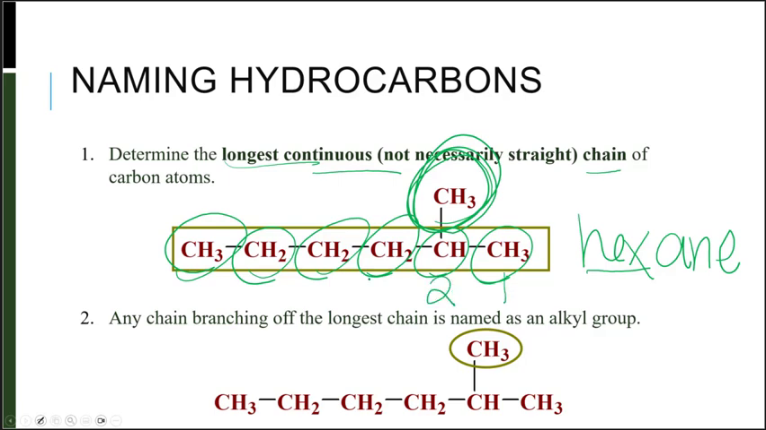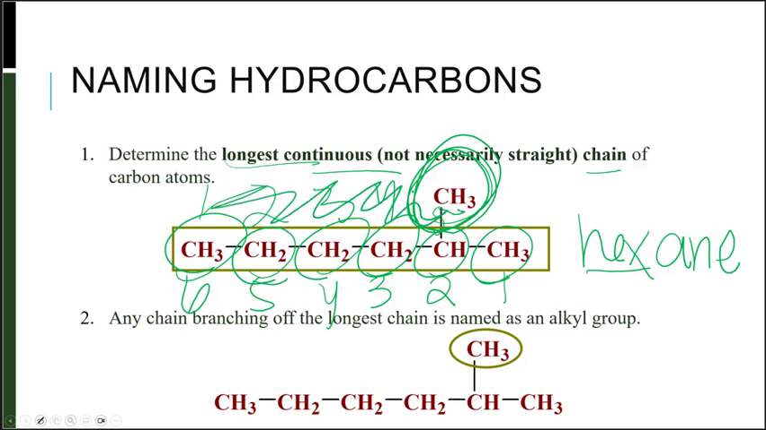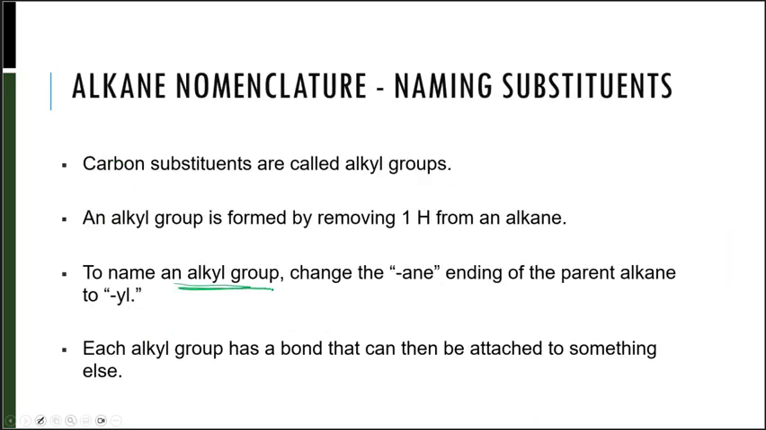1, 2, 3, 4, 5, 6. I don't want to count from left to right because then my branch would be number 5 instead of number 2. So I'm scribbling that out. Now we know a single carbon with hydrogens around it is methane. But when it's a branch, it's an alkyl group, which means instead of methane, we say it's methyl. So to name that alkyl group, we change that ane ending to YL.